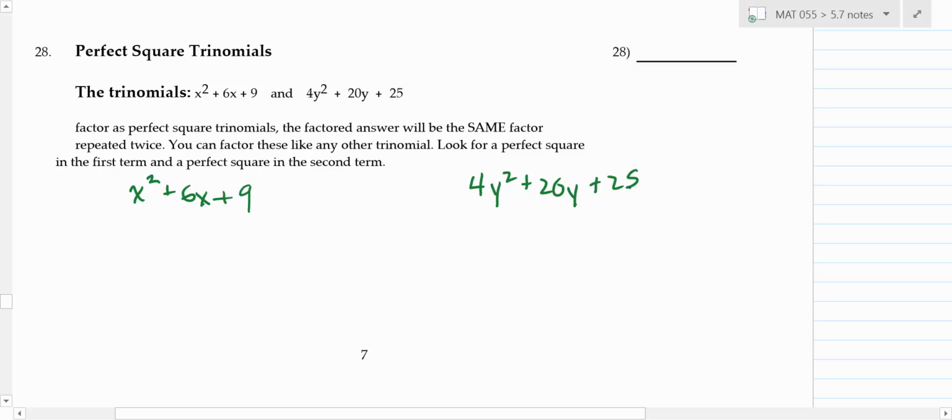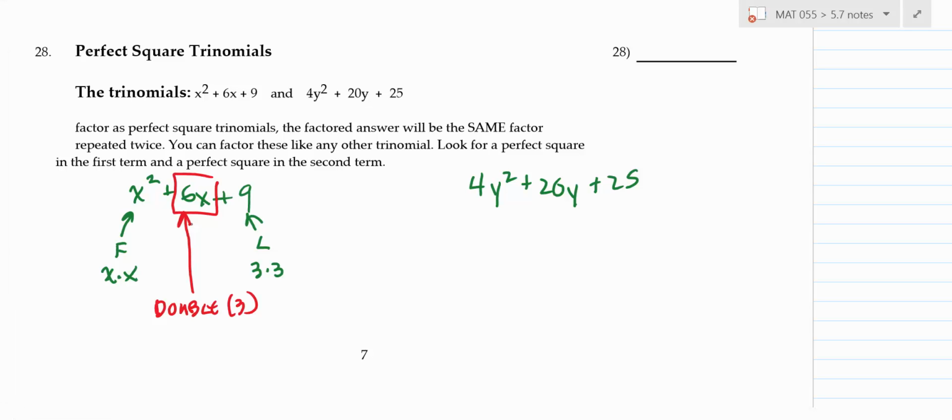Now, these are trinomials. And first of all, if you look at this first term, that's a perfect square. It's x times x, right? This last term is also a perfect square. It's 3 times 3. Okay? Now, the thing that makes this a perfect square trinomial is this thing. So, if you double the 3, what do you get? What's double a 3? A 6. That is the structure of a special kind of factoring problem we call a perfect square trinomial.